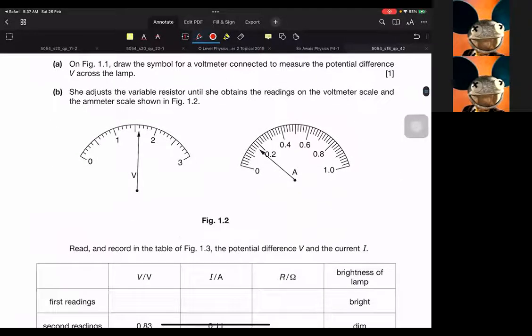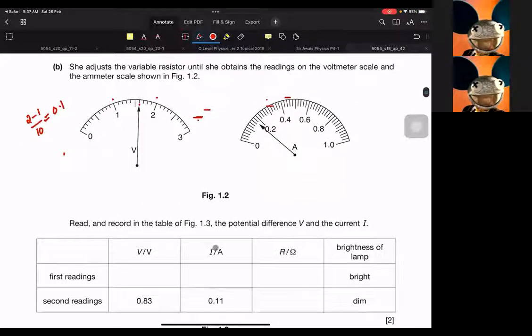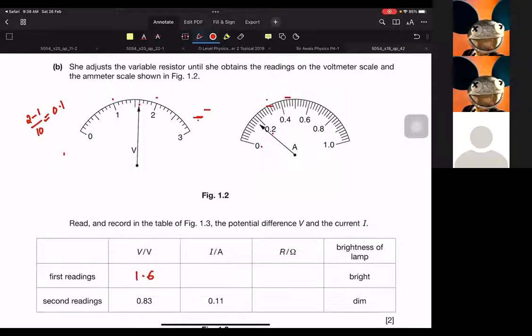So these questions are pretty easy because all you need to do is know what value you're looking at. Now, between 1 and 2, there is one technique: you subtract any 2 values and then divide by the number of divisions. So it means that this is 0.1, right? So 0.1 means that this will be 1.5 and 1.6. So the first reading is 1.6. Sorry, this is the voltmeter. And this one is from 0 to 0.2, divide by 10, so it's 0.02.